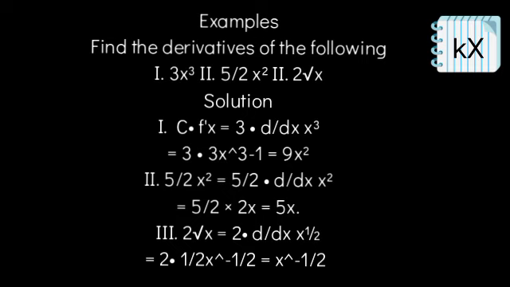Now the same for 5 over 2 x squared. We keep 5 over 2 out, we differentiate x squared to give us 2x using the power rule. So we then multiply the constant back with it to give us what? 5x. Also for 2 root x, we separate 2, differentiate root x to give us what? 1 over 2 x raised to power minus 1 over 2.